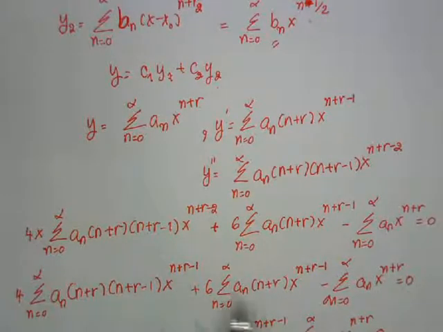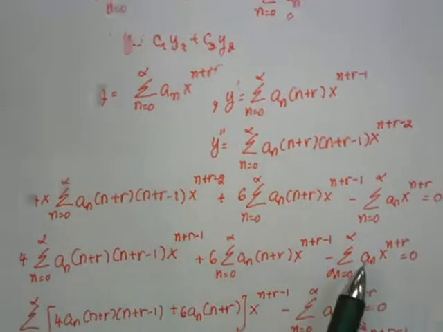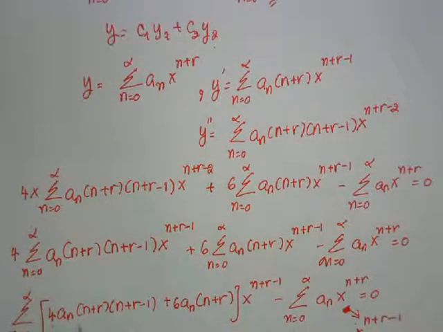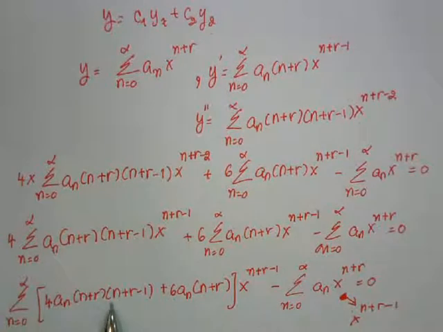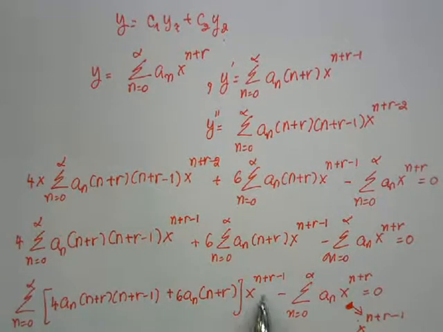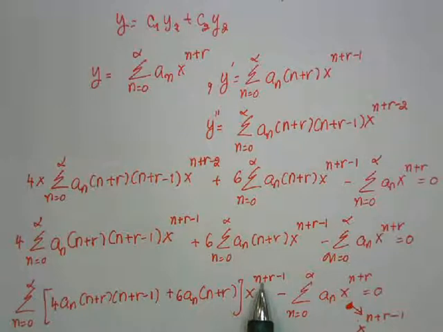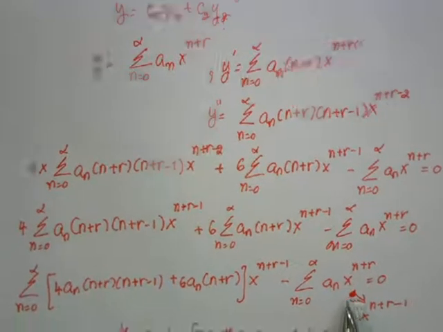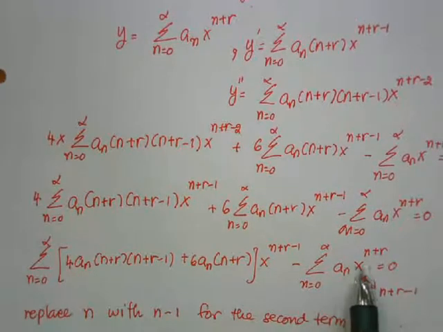So you combine these two terms together, you would get 4a_n times (n plus r) times (n plus r minus 1) plus 6a_n times (n plus r). And then you put the parentheses there and multiply by x to the power of n plus r minus 1, minus the summation of a_n times x to the power of n plus r equal to 0.